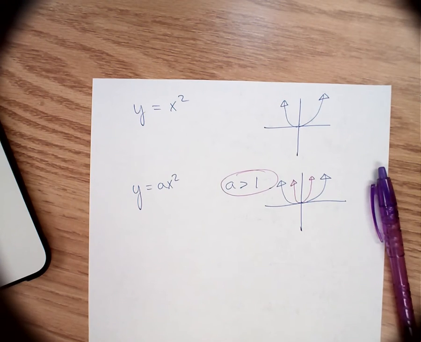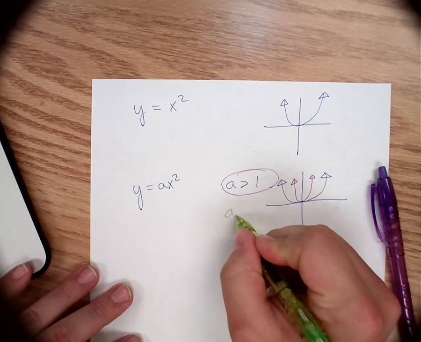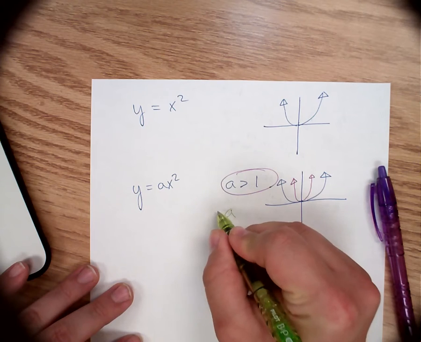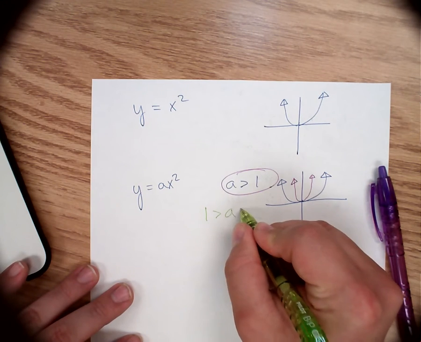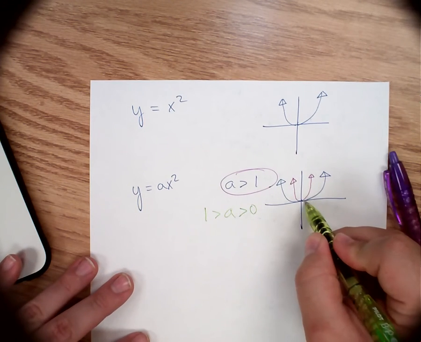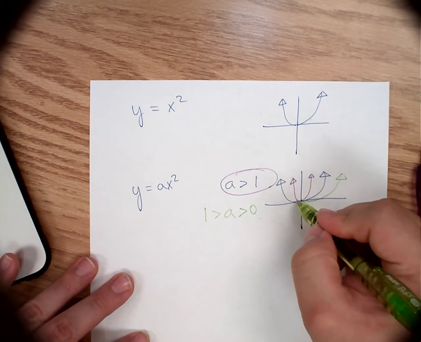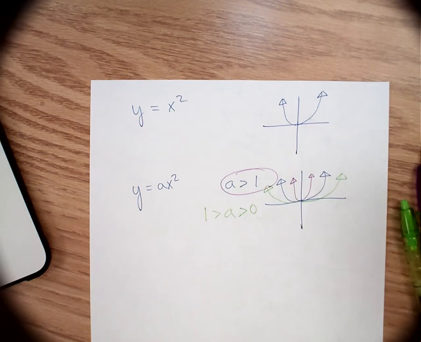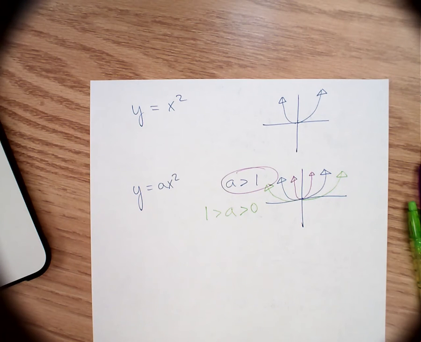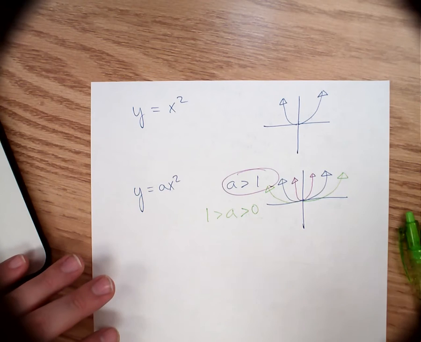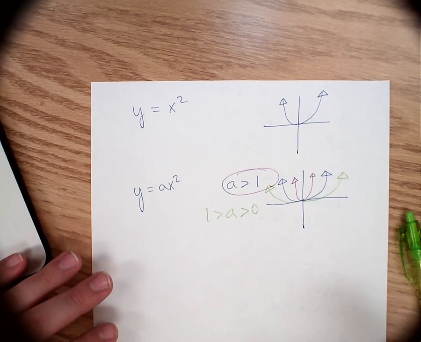Now, let's say if a is less than 1 and greater than 0. We're going to see that become wider, okay? Because it's compressed towards the y-axis. Those are the two different types, okay?